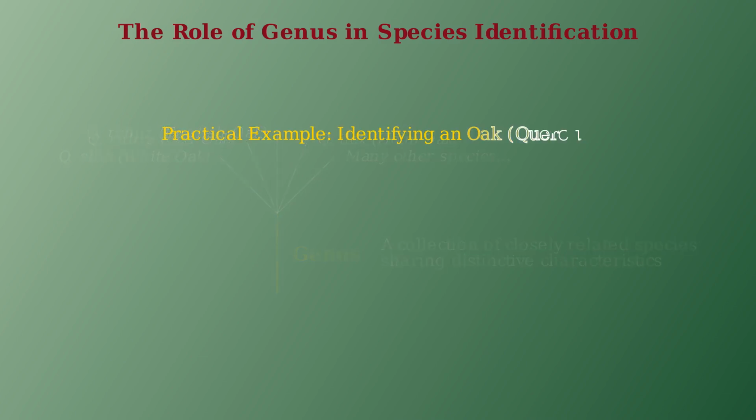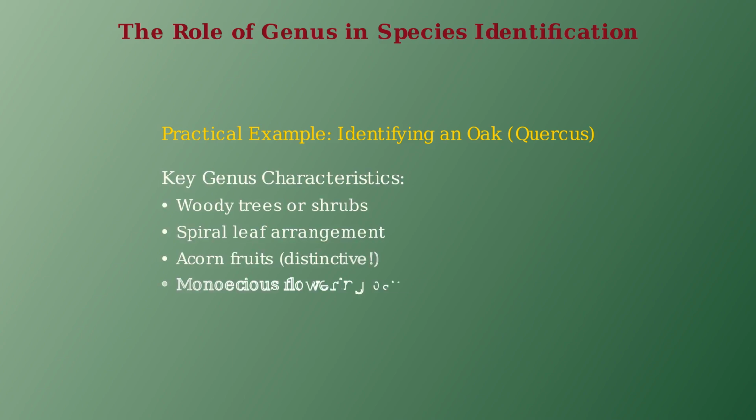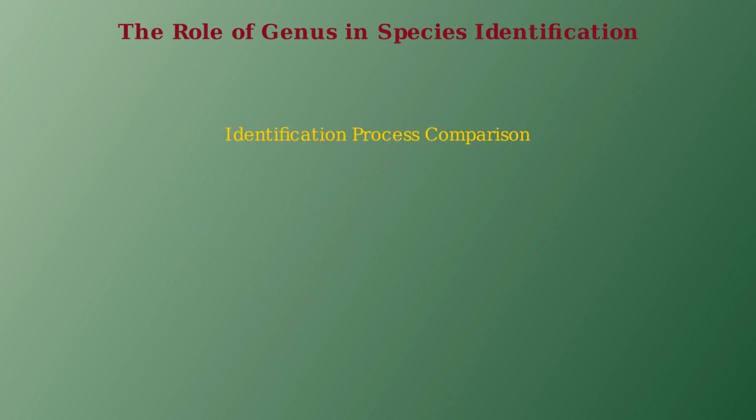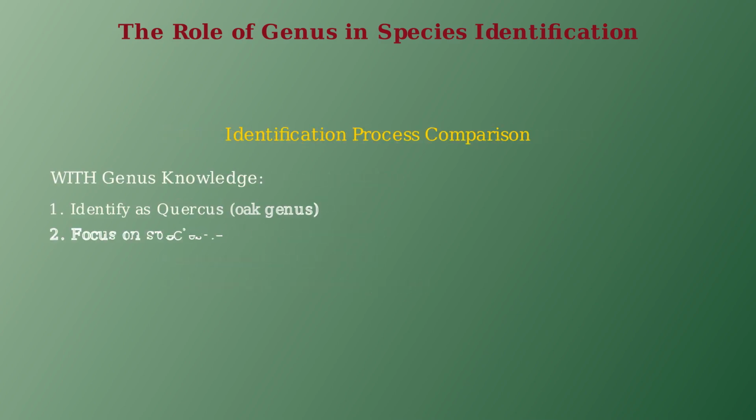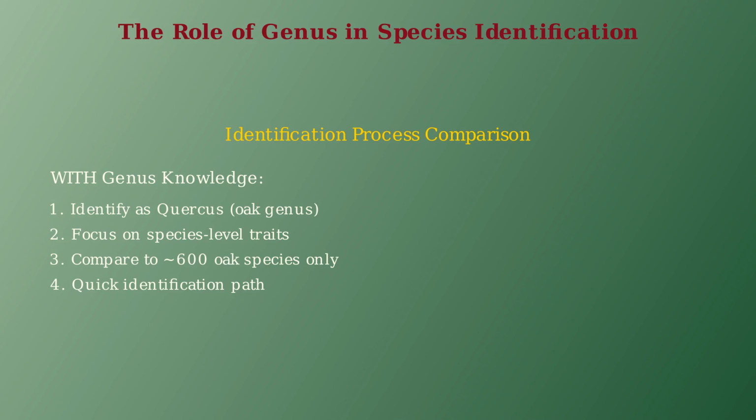Let's look at a practical example of how genus characteristics help identify an unknown species. The oak genus, Quercus, has several key characteristics. These include woody growth form, spiral leaf arrangement, and their distinctive acorn fruits. Knowing the genus dramatically streamlines species identification. With genus knowledge, you can quickly narrow your search to only oak species, focusing on specific traits that differentiate them.